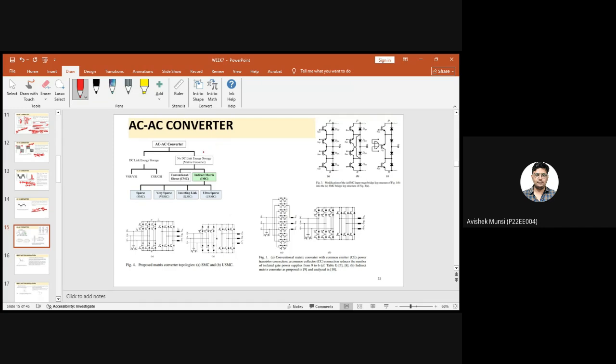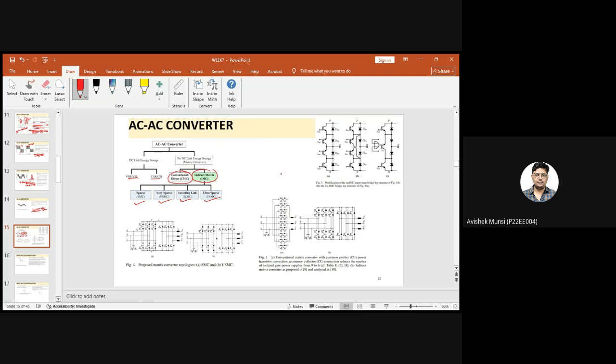Next, another category: from AC to AC converter can be of DC link energy storage, so VSI, CSI type of converter. The matrix converter can be direct, which we already discussed. Another is the indirect matrix converter. The indirect matrix converter can be a sparse matrix converter, very sparse, inverting link matrix converter, or ultra sparse. Okay.